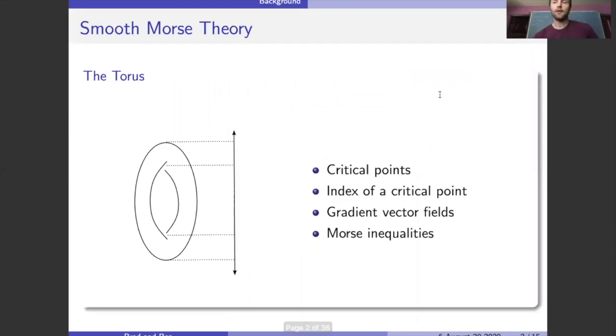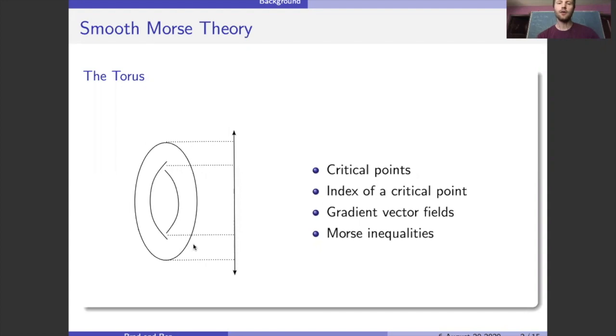So this is a Morse theory talk. So legally, we're required to talk about the height function on the torus. In smooth Morse theory, we have a mapping from some smooth manifold to the reals. And one thing people are often interested in is counting and classifying the number of critical points. So in the torus example, we see 4 critical points here.